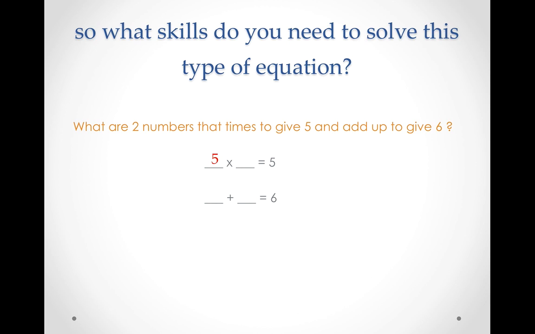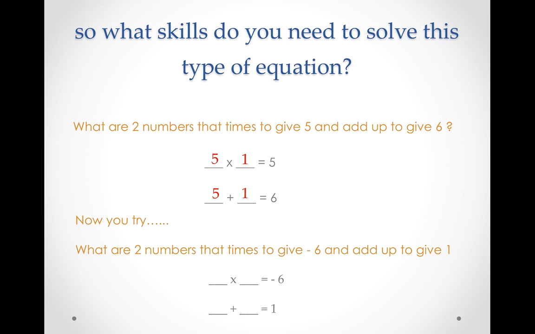Now we know that 5 times 1 equals 5, and also that 5 plus 1 equals 6. So these are our two numbers, 5 and 1. They're two numbers that times to give 5 and add to give 6. Now you try. What are two numbers that times to give minus 6 and add up to give 1? Now I've put the notation down there again. Hopefully your teacher's paused the lesson at the moment and you can have a think, or with a pen and paper, quickly write down what you think are your answers.